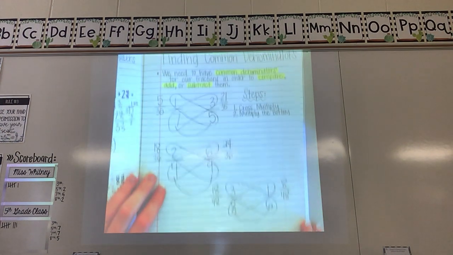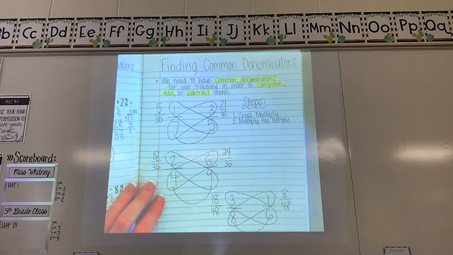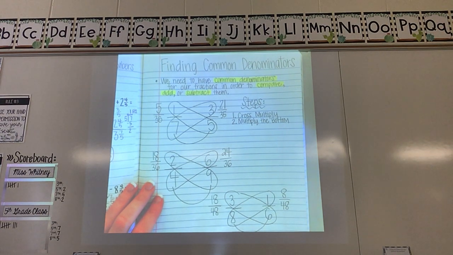So today you're going to do a little practice with all of these, and you're going to have several different little cards to look at, and you are going to make a common denominator following these 2 steps right here. Good luck. Try your best.